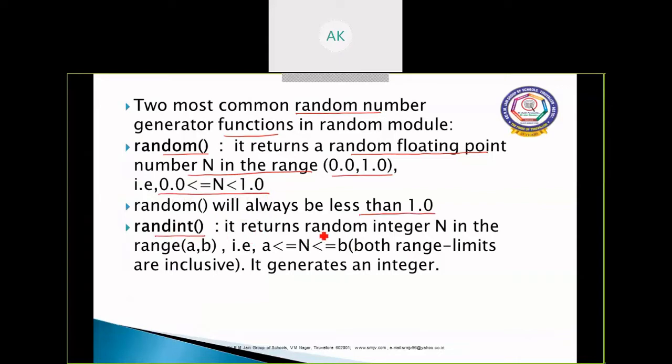The randint function returns a random integer n in the range of a, b. That is, a is less than or equal to n, which is less than or equal to b. Both range limits, a and b, are inclusive. It generates an integer. The random function generates floating point values. Randint generates integers.